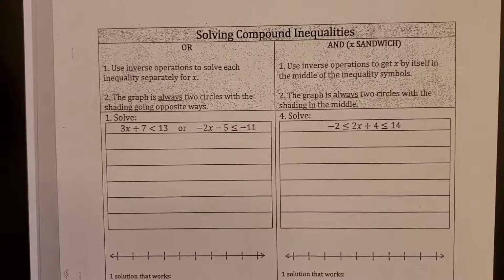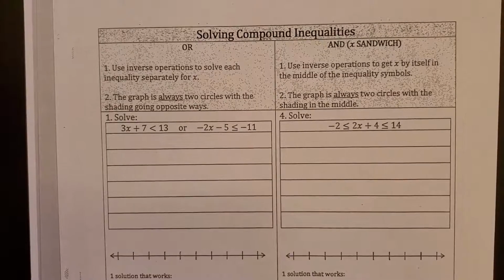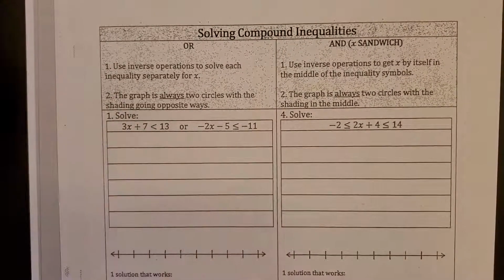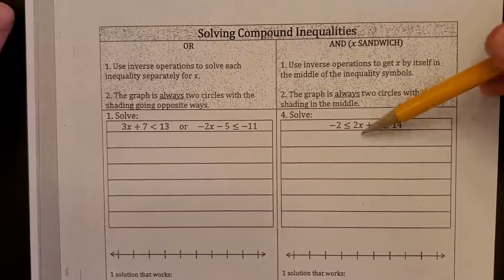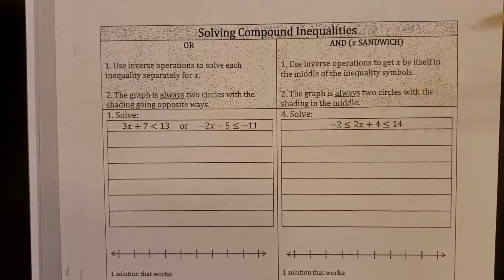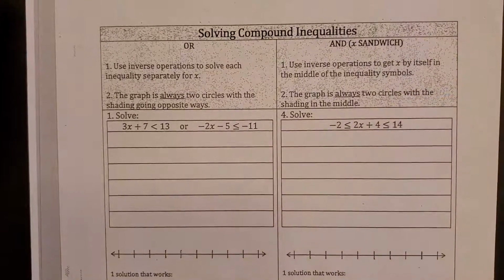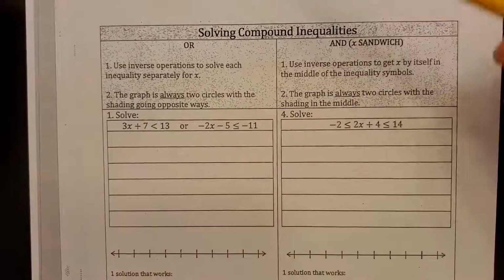Now, when you go to solve these, you're still going to solve them the same way you would solve an inequality, but the "or" ones, you're going to have to solve two inequalities, and the "and" ones can be a little bit tricky because whatever you do to the middle, you have to do to the right and to the left as well. So your goal here is to get x by itself in the middle. First, let's focus on the "or" side. So we'll do the "or" ones first.